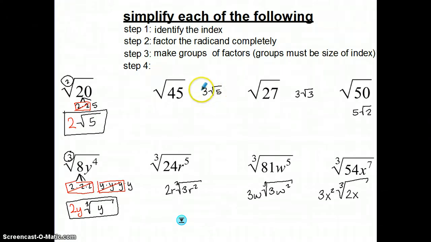For the first, you should have 3 rad 5, second 3 rad 3, third 5 rad 2, and down below you should have 2r, and then a radical with an index of 3 and a radicand of 3r squared. You should have 3w on the outside, and then in your radical of index 3, you should have 3w squared, and lastly, 3x squared on the outside, and with an index of 3, your radical has a radicand of 2x.